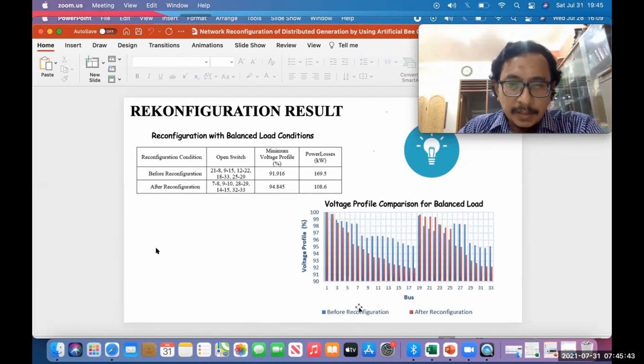And this is the graph for the voltage profile comparison for balanced loads. The blue line is for before reconfiguration, and the red line is for after reconfiguration. This is the voltage profile, and this is the bus.